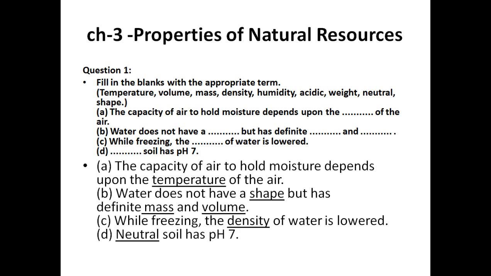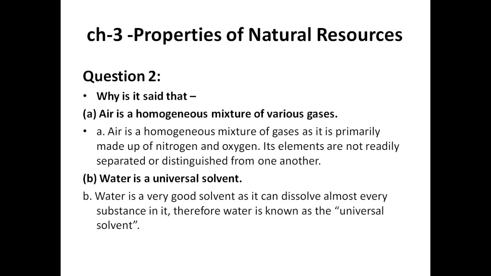Now, question number 2, why is it said that air is a homogeneous mixture of various gases? When we were studying about the properties of air, we studied that air consists of different types of gases, dust particles. Yes. So air is a homogeneous mixture of gases as it is primarily made up of nitrogen and oxygen. Its elements are not really separated or distinguished from one another.